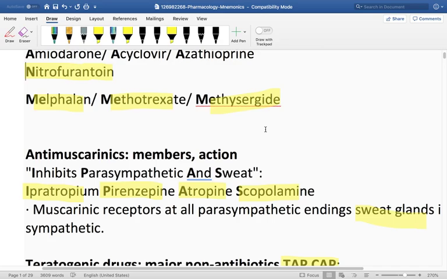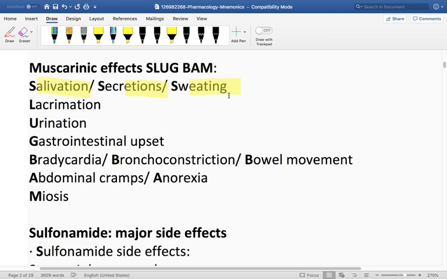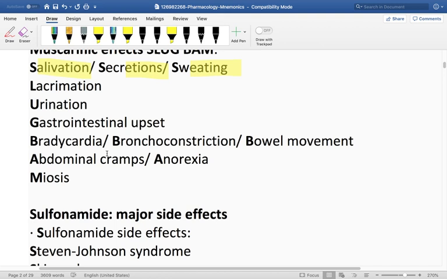Now let us look into the effects of the muscarinic stimulation. Salivation, secretions, sweating, lacrimation, urination, GI upset, bradycardia, bronchoconstriction, bowel movements become excessive, he will pass stool in the clothes, the organophosphorus patient. There is miosis because of that. And who is the antagonist of muscarinic? Atropine. Atropine leads to mydriasis, excess acetylcholine leads to miosis and abdominal cramps. So these are all the important features.